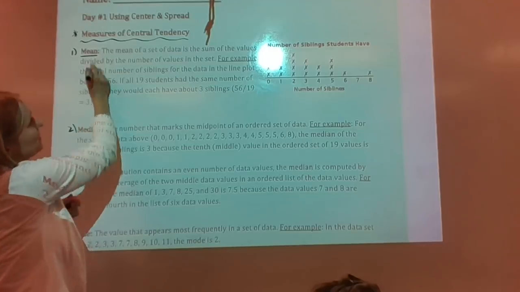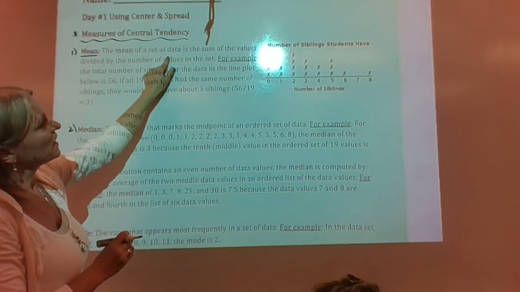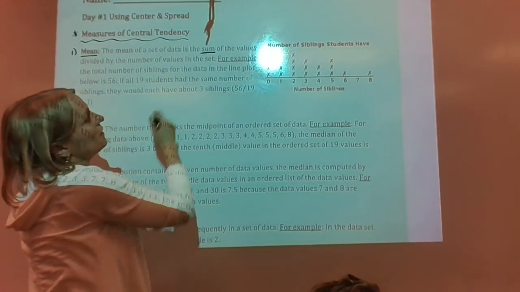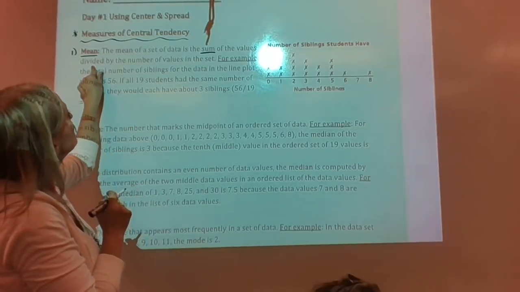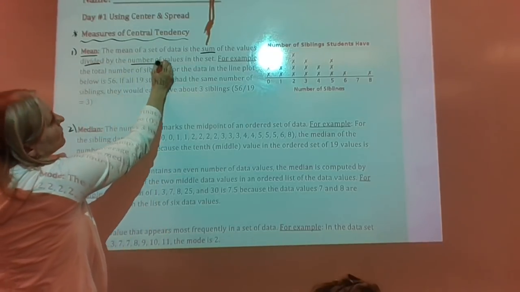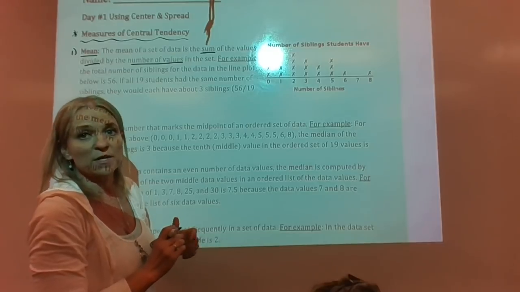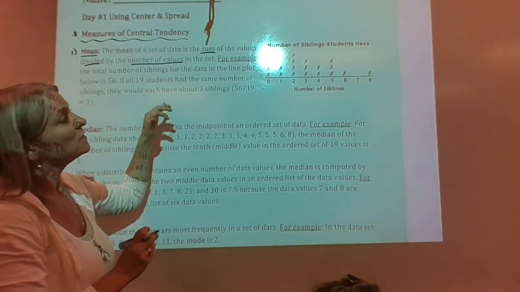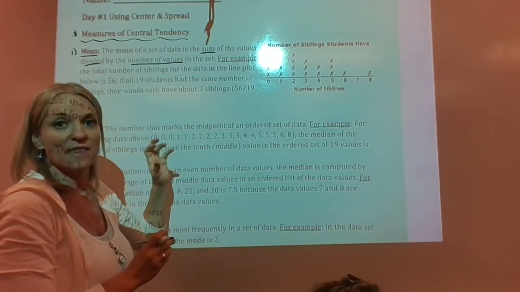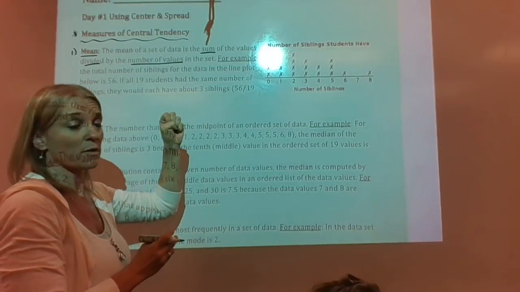First of all, the mean of a set of data is the sum of the values in the data set divided by the number of values in the data set. So that means you're going to add all your numbers up and divide by how many numbers you have, and that's going to give you what number is near the middle.